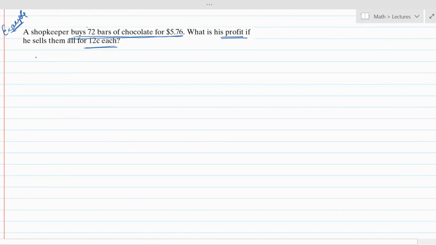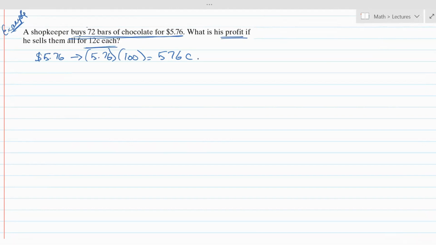When $5.76 is converted to cents, you'd be multiplying it by 100. That would give us 576 cents. So he has bought 72 bars of chocolate for 576 cents.